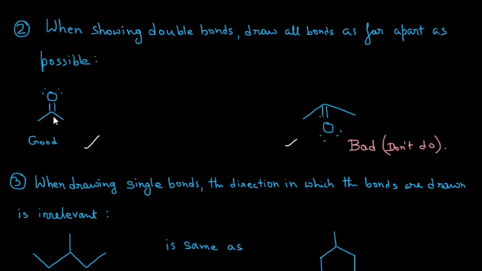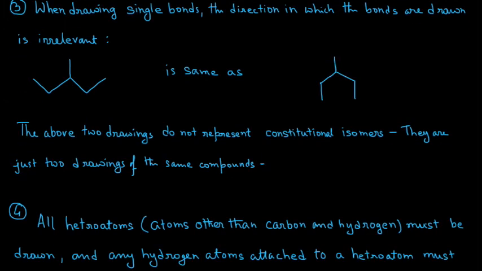So this angle should be more than this angle. So try to follow this one. Third one is when drawing a single bond, the direction in which the bonds are drawn is irrelevant. So it is irrelevant, either you draw this or this, both are same. The above two drawings are not representing the constitutional isomer. They are the two different drawings of same compounds.